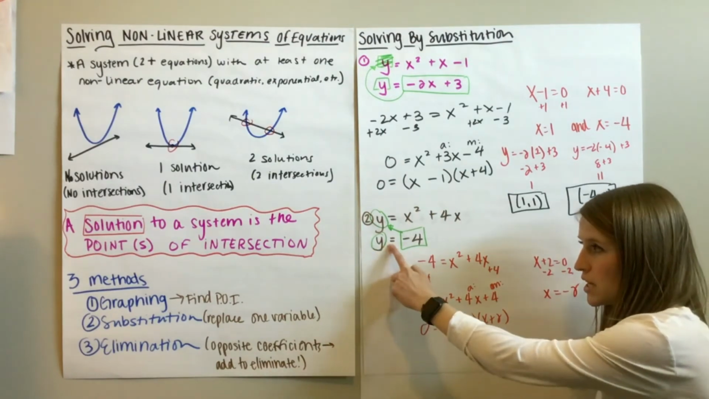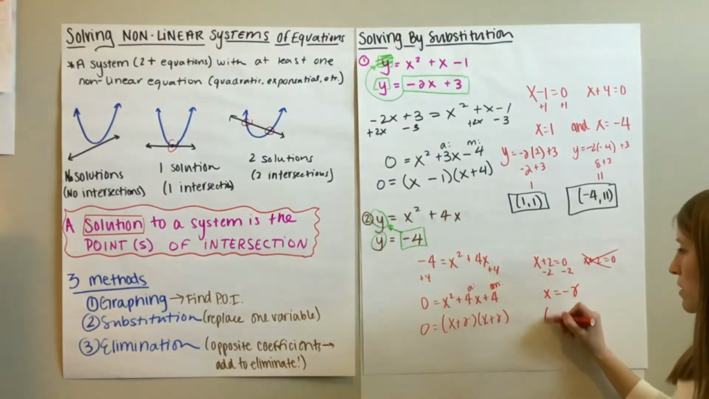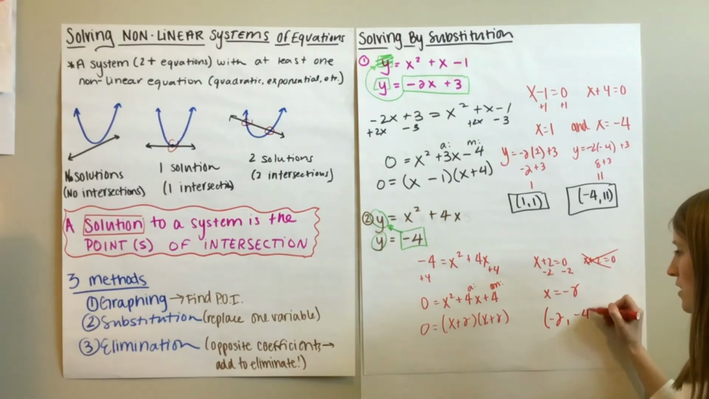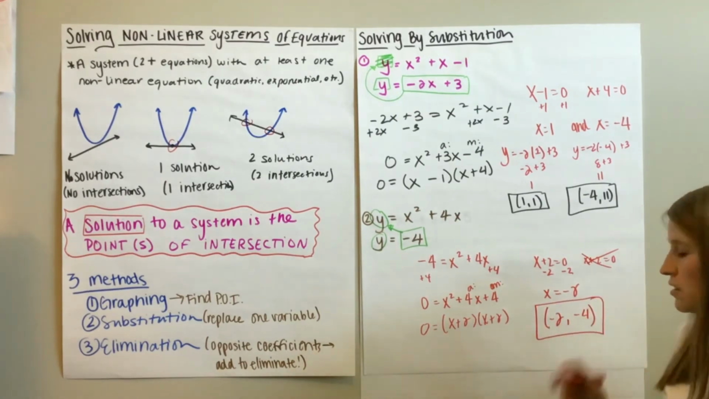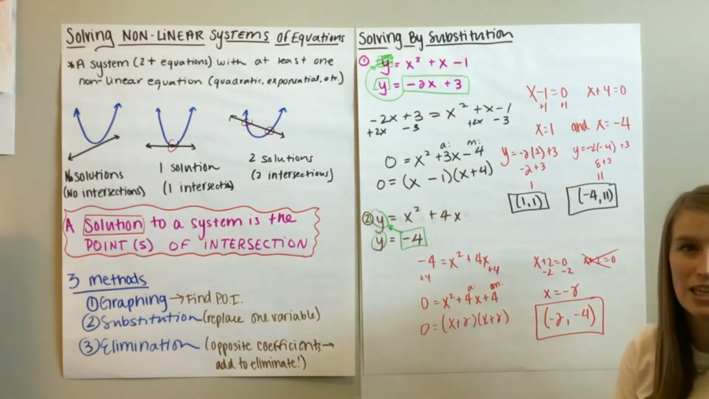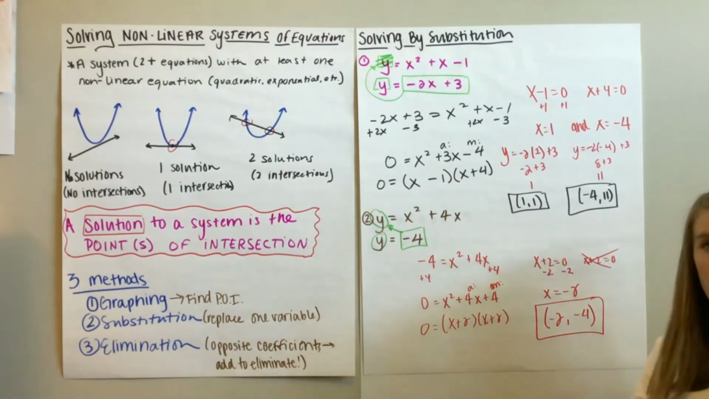I don't really have to plug negative 2 in here. See how it says y is negative 4? So that means that no matter what x is, y is negative 4. So the point of intersection has to be negative 2 comma negative 4. This is solving by substitution.